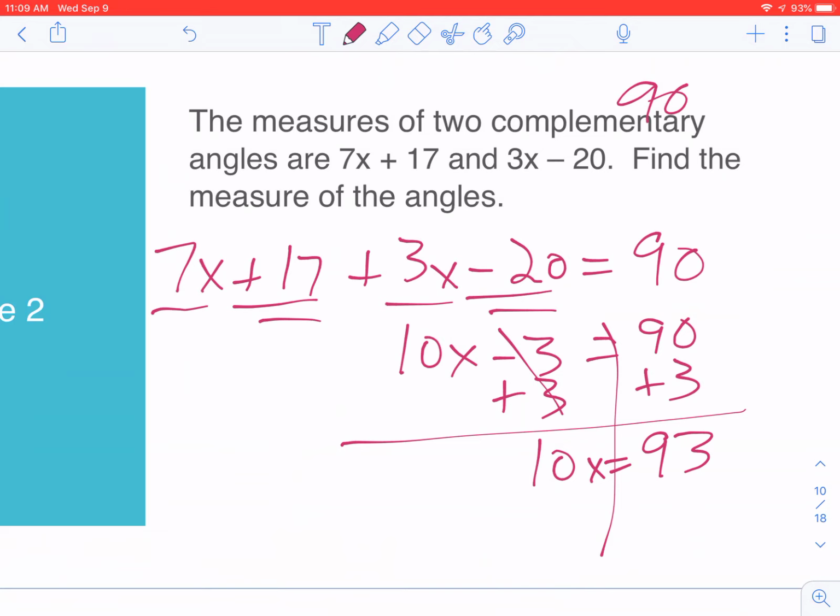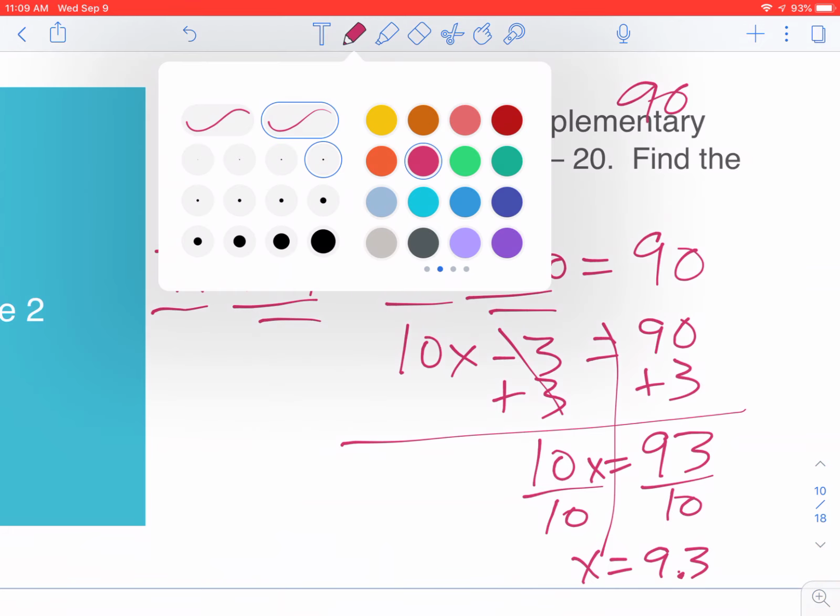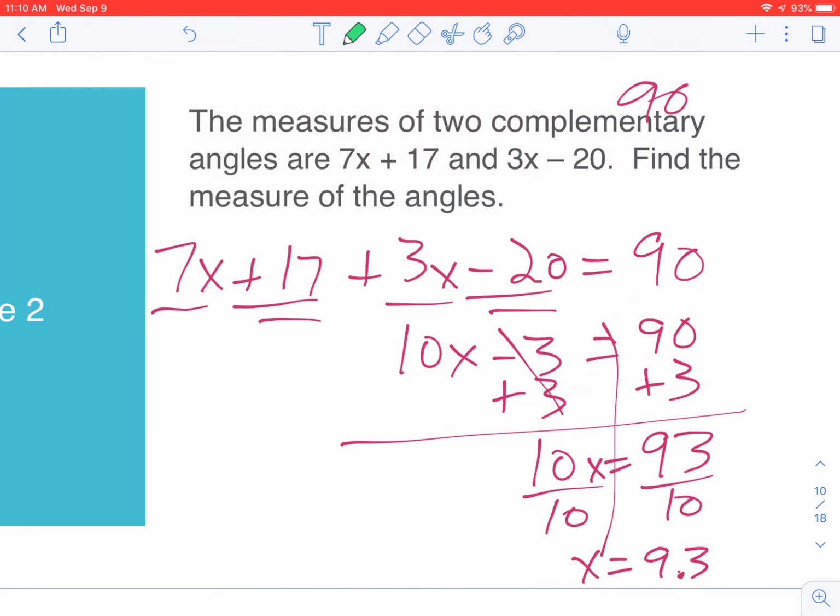And we're going to get a decimal here, which I'm not a huge fan of. X equals 9.3. But find the measure of both angles. So what we're going to do is plug the 9.3 back in, which actually gets messy. You're not going to have these decimals. 7 times 9.3 plus 17. And 3 times 9.3 minus 20.